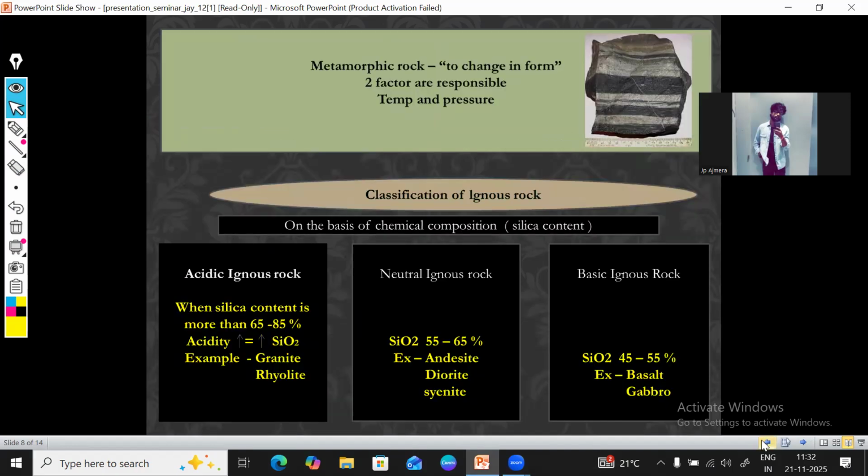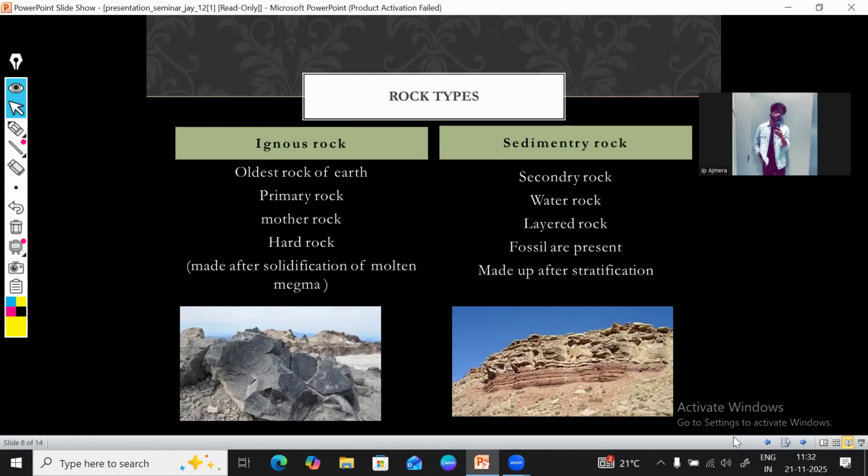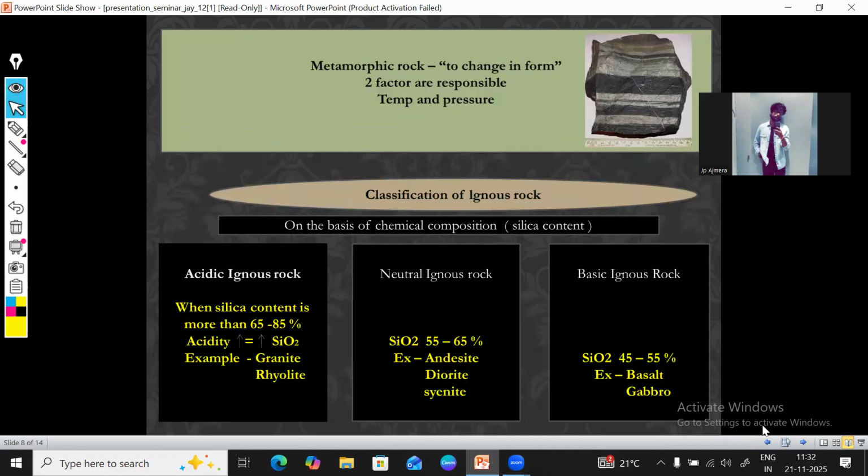The third one is metamorphic rock. So what is that metamorphic rock? There is no slide about the metamorphic rock, so he's writing on the book. What is that metamorphic rock? Metamorphic rock is formed by change in form, and two factors are most responsible.